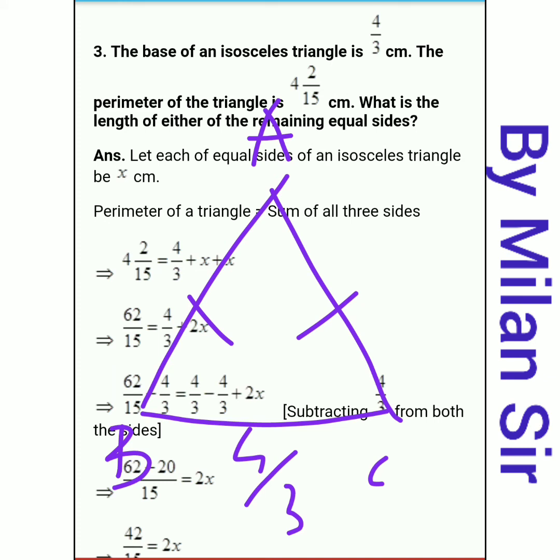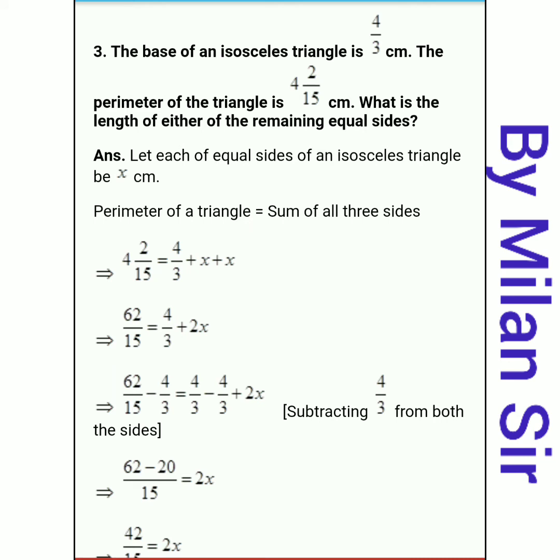Now perimeter means the addition of the 3 sides. But here we don't know AB and AC. One thing is clear, that AB is equal to AC. So if we assume AB is equal to x, then AC is equal to x, because it is an isosceles triangle. In an isosceles triangle, two sides are the same. So here AB and AC are the same, and we know the perimeter.